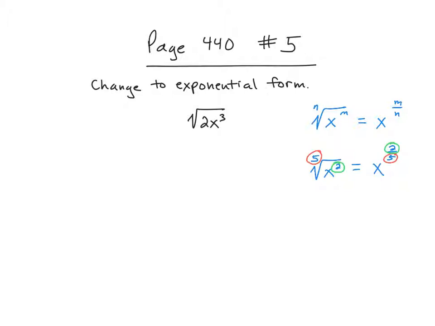So when I go back to this problem, the first thing I'm going to do is split these apart because I want to deal with them separately. This one is going to turn into 2 to the 1/2, and this is going to turn into x to the 3/2. So when I put them together, my final answer is 2 to the 1/2 times x to the 3/2.